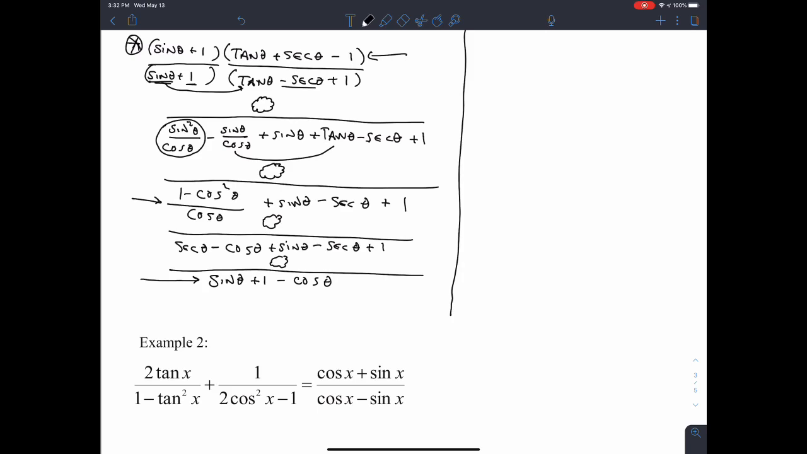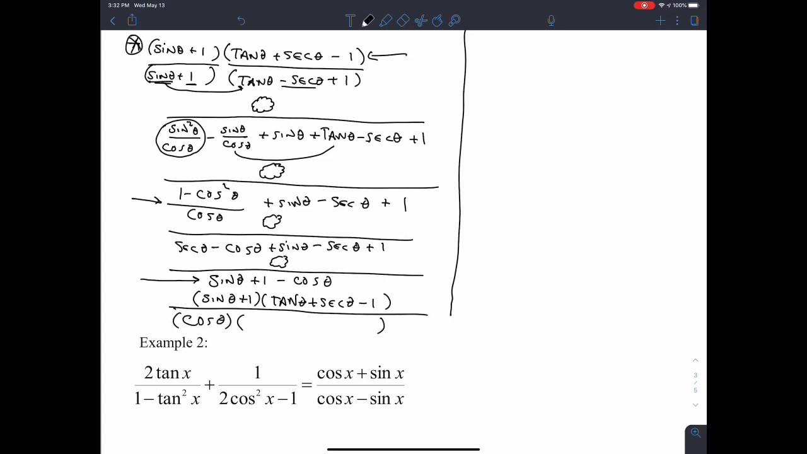So in my numerator, it's time to rewrite now. I'm going to have sine theta plus 1 multiplied by tangent theta plus secant theta minus 1. My denominator, now I'm factoring out the cosine because I needed a cosine. And if I do that, let's look at what's left over.